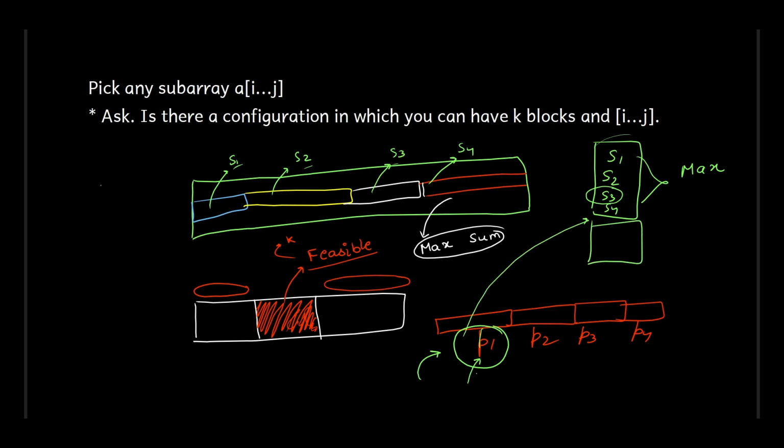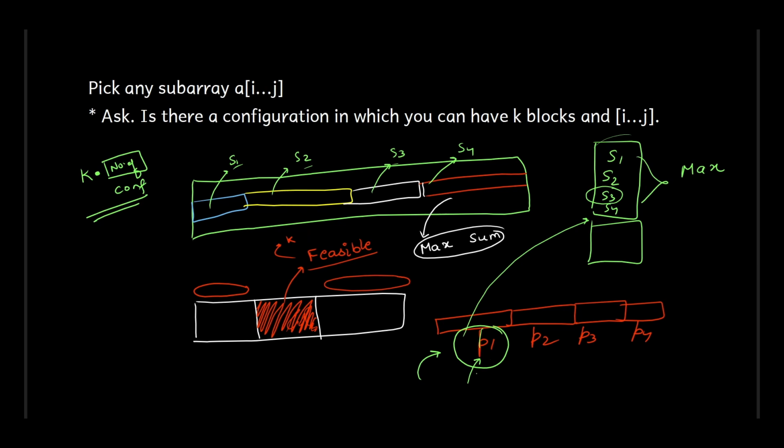In fact, how many candidates will there be? There are k blocks, so k candidates for each configuration. So the total number of candidates is equal to k times the number of configurations, right? So if we can explore all the possible candidates and then take the maximum out of those candidates, we would have our answer.